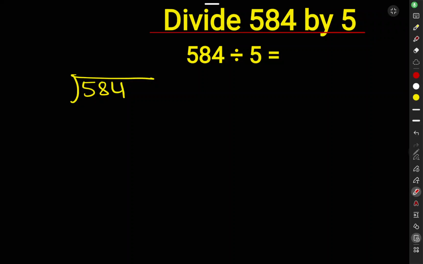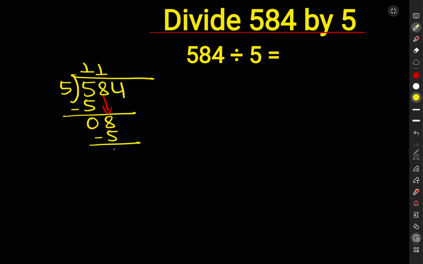We divide 584 by 5 in long division method. 5 times 1 is 5. On subtracting we get 0. So now we put down this 8 and 5 times 1 is 5.